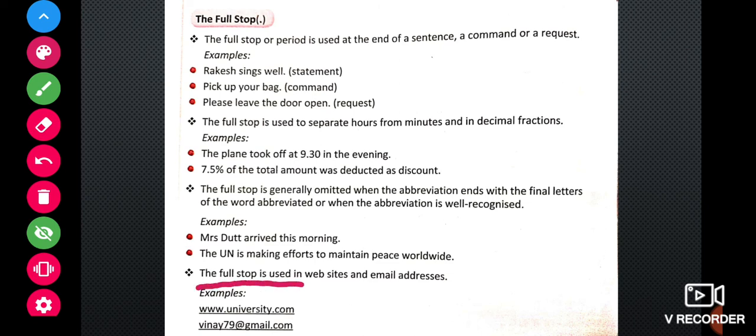The full stop is used in websites and email addresses. We know it very well since we have started giving online exams and revisions and tests. So these are the examples: www.university.com, these dots are full stops. Vinay75@gmail.com, so here this dot also is a full stop.